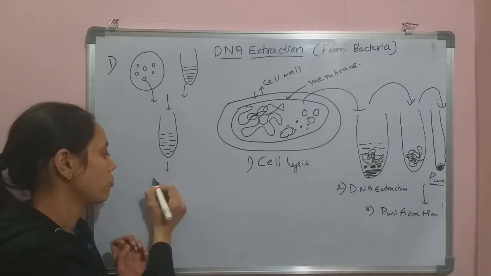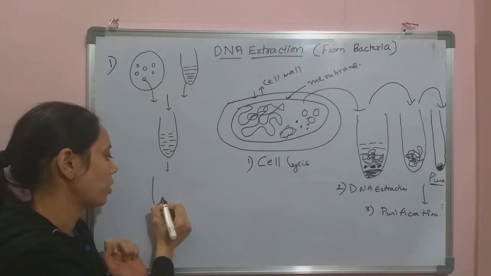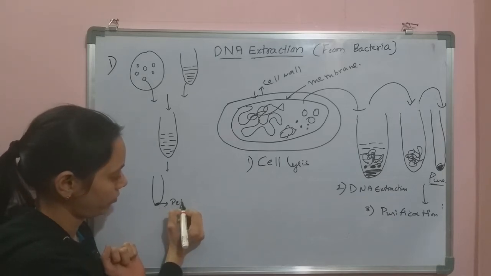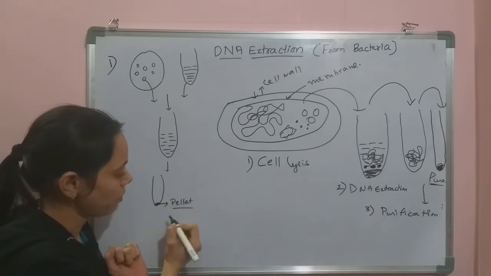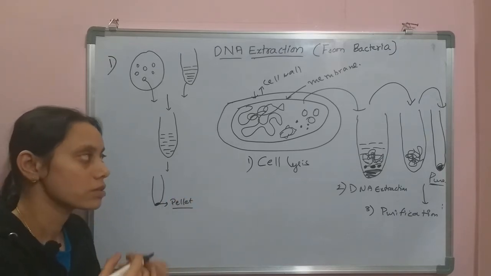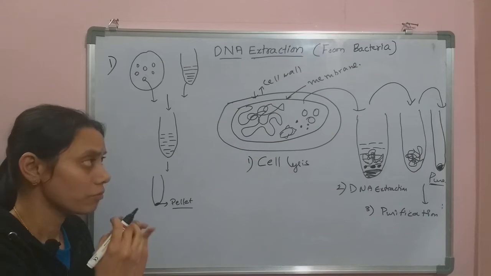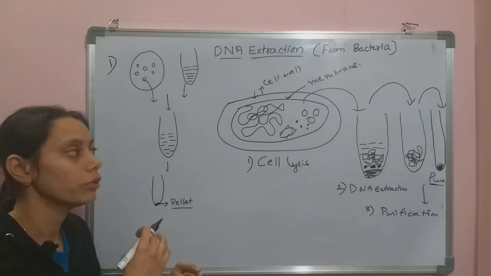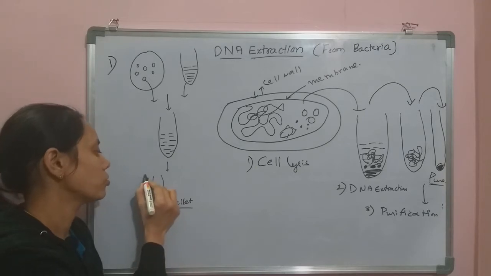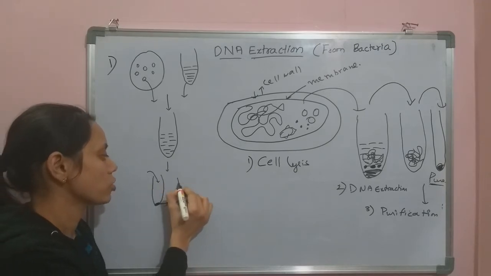first we need to centrifuge at least 1 ml of the liquid culture, so that after centrifugation there will be a cell pellet. This cell pellet is rich in bacterial cells, so we can take this cell pellet to further treatments. To this cell pellet we are going to add DNA extraction buffer.